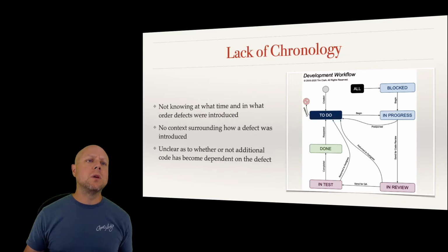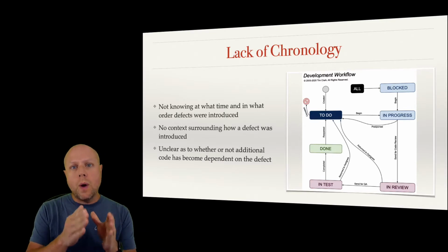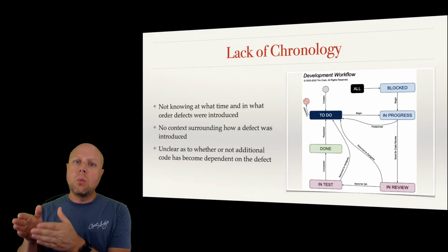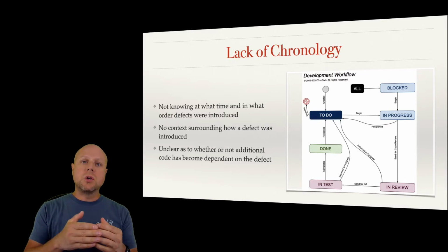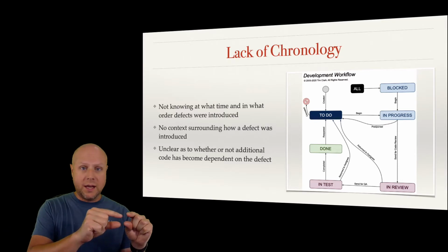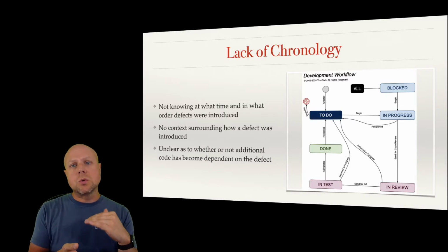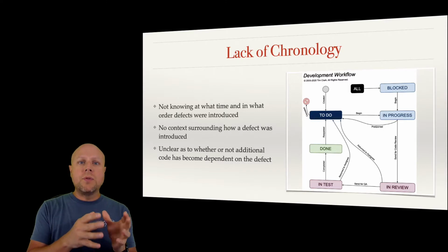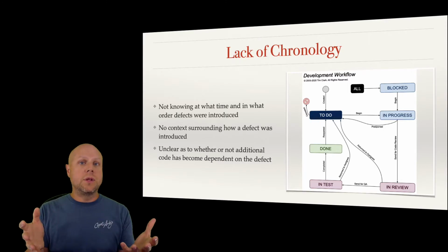And that leads us to a lack of chronology. Now, as I was talking about, we don't know who made the change, we don't know when they made the change, and we don't know how or when that defect was added to the software. So that comes down to chronology. In other words, having a timeline of change and modifications that have been made to our source code. And with that chronology, we then can identify different things.